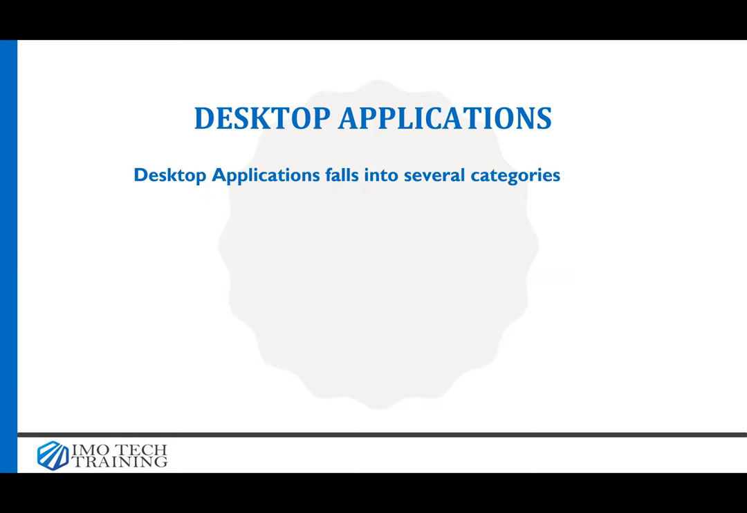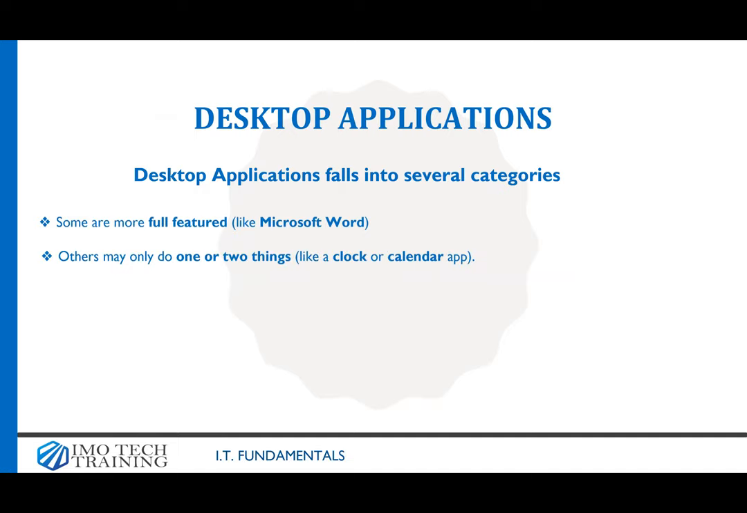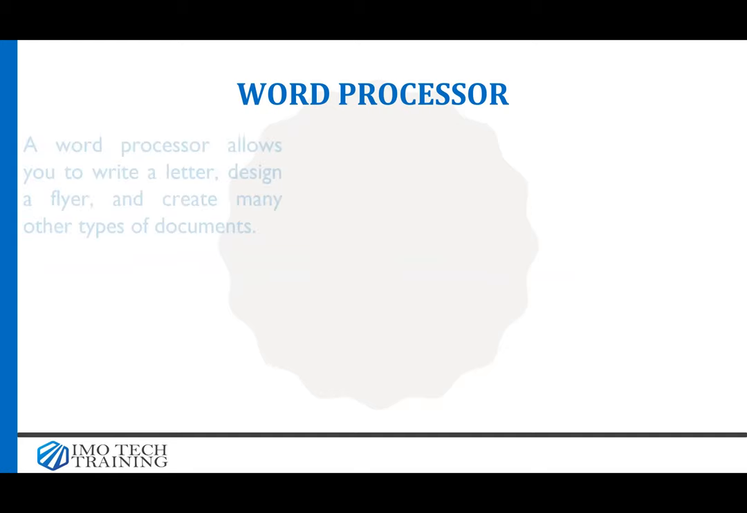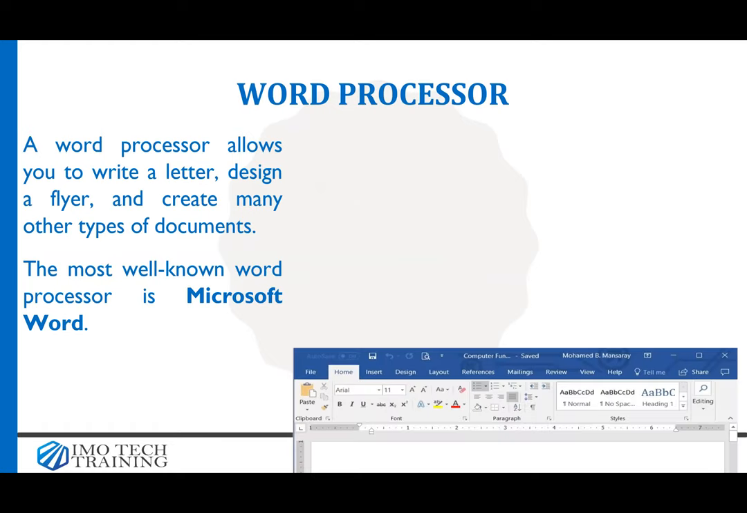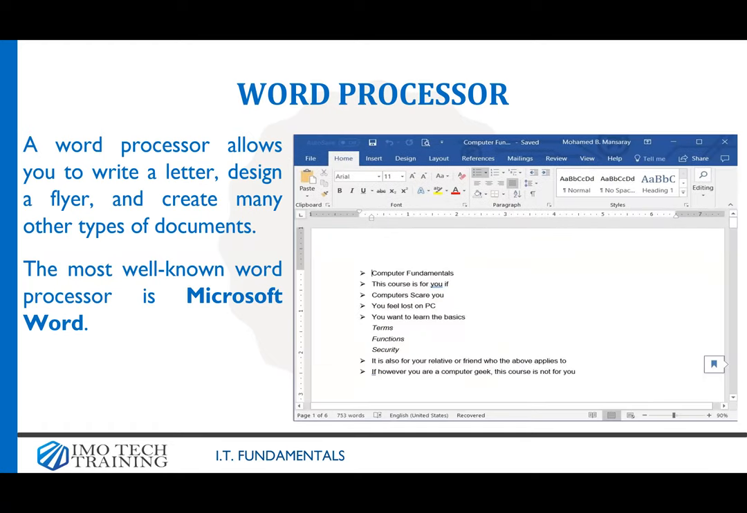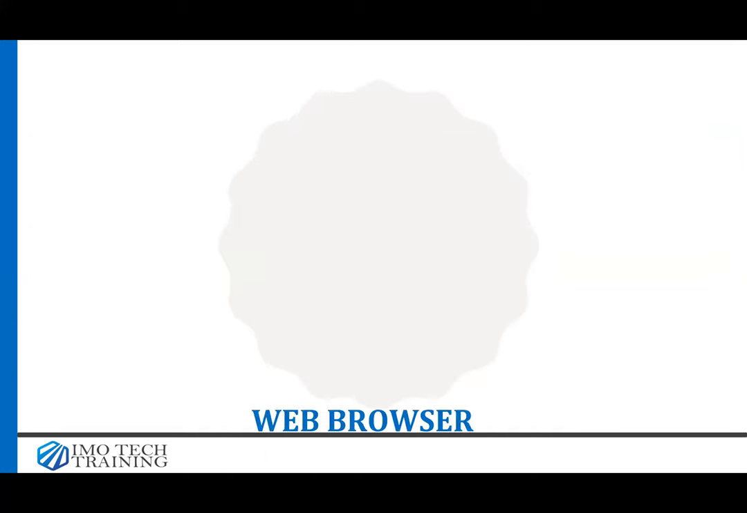So, again, we're just going to go through some of the applications. Some are more featured, like Microsoft Word. Others do only a few things, like a clock or calendar. Microsoft Word is a word processor, and it's more complex, where you can type and you have spell check. These are more complex applications, but they're all applications.